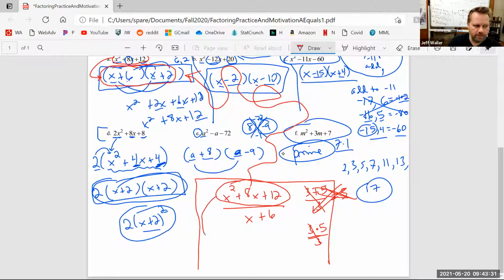So I can rewrite this as x plus 6 times x plus 2 divided by x plus 6. And now what can I kill? Just like the 3, x plus 6 dies. The answer is x plus 2. Okay. And again, I understand that's not fascinating, maybe, but I just want to show you this is one use for factoring: simplifying fractions with variable expressions.